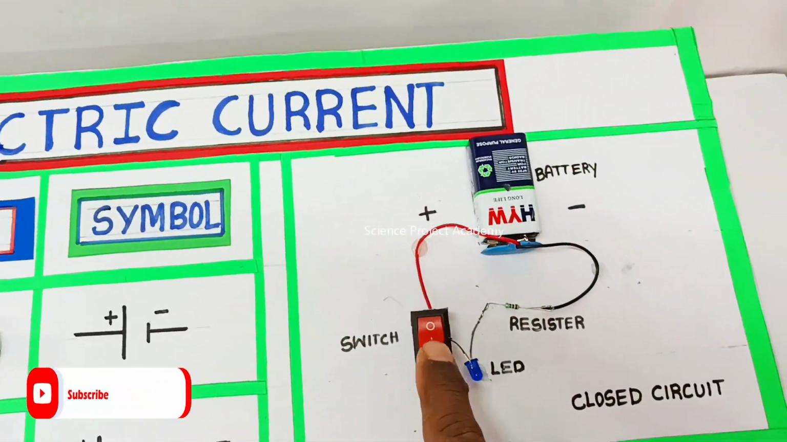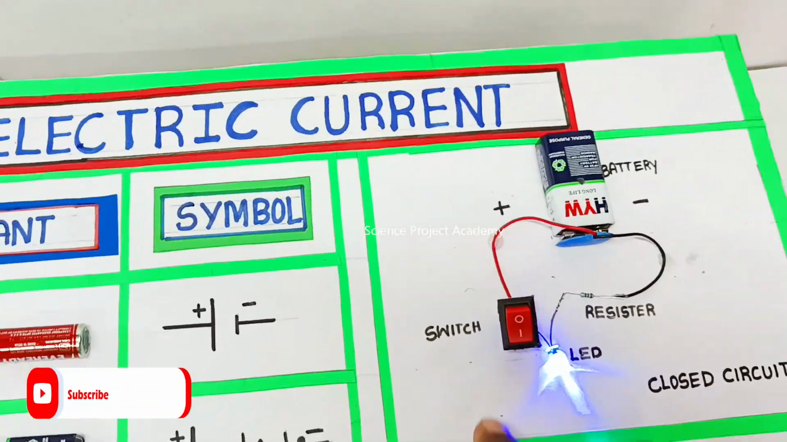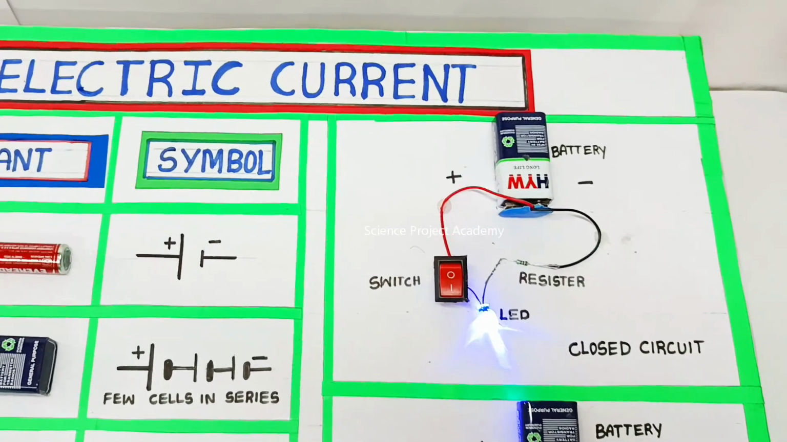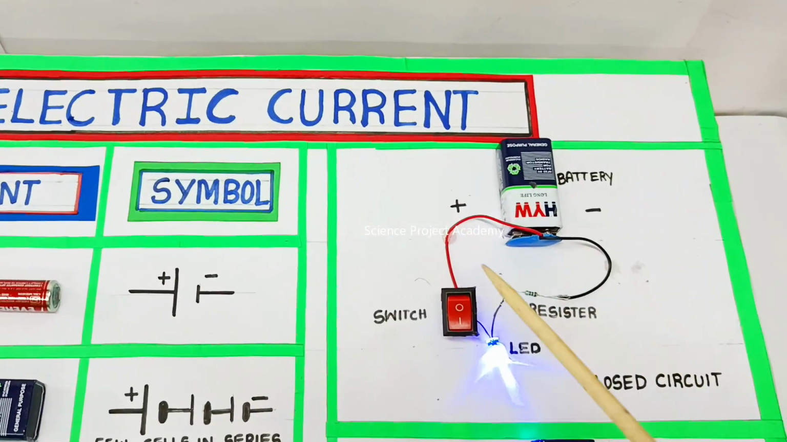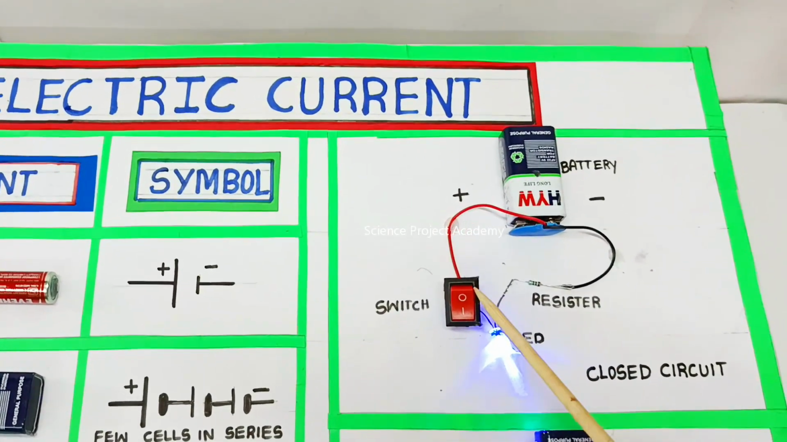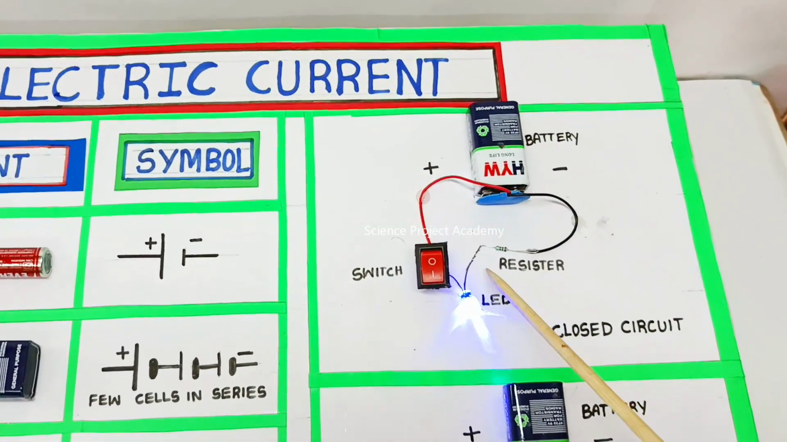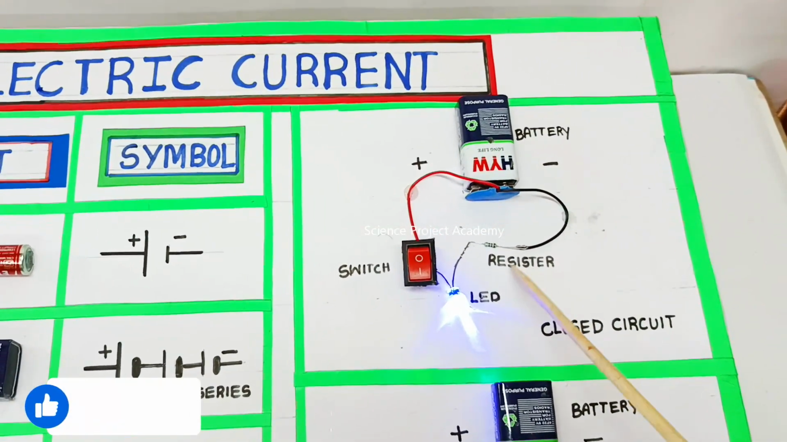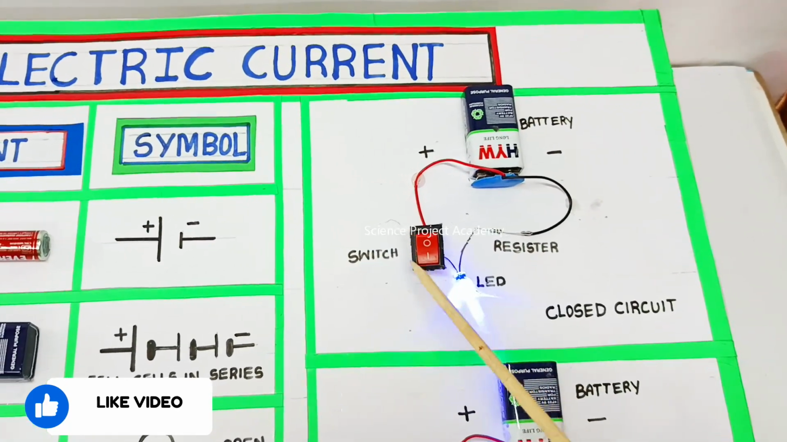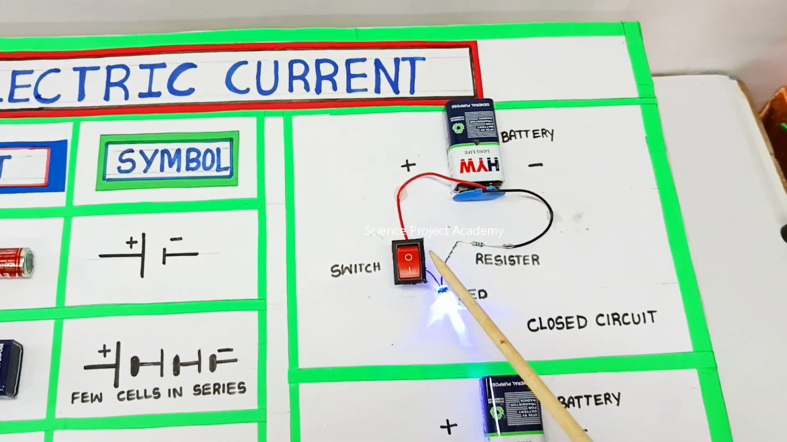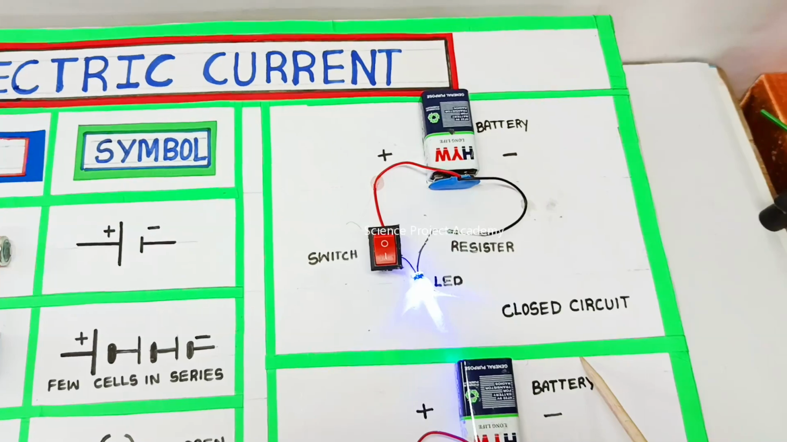Now I'm going to close the circuit by switching on. Now if you can see, it is glowing. That is when the circuit is getting closed by switching on this switch. Then the electrons are going to move like this, from the battery to the resistor, from the resistor to the LED, and again to the switch. Whenever we power on the switch, that's when the circuit becomes closed.